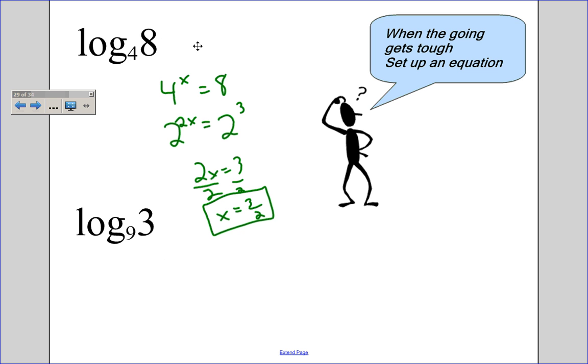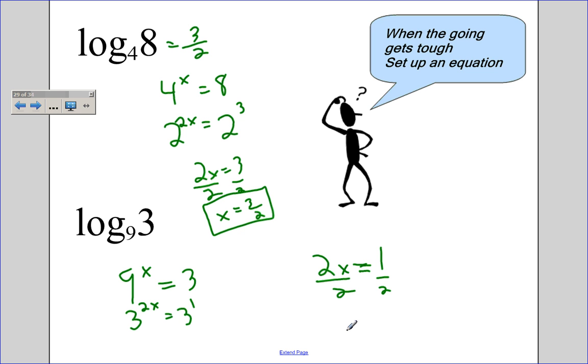Now let's try this one. So this answer is 3 halves. 9 to the x power is going to equal 3. 9 is 3 to the second power. 3 is just 3 to the first power. So 2x has to equal 1. Now if I divide by 2 on both sides, my x value is 1 half. So log base 9 of 3 is 1 half, which makes sense because 9 to the 1 half is the square root of 9, and that equals 3.